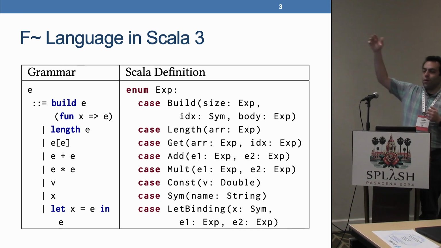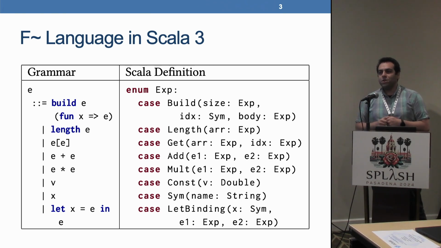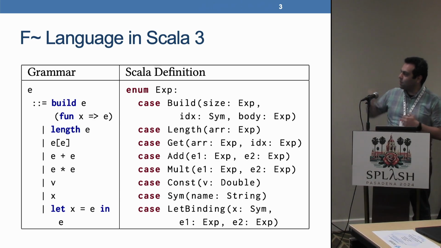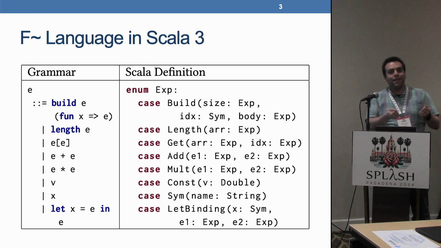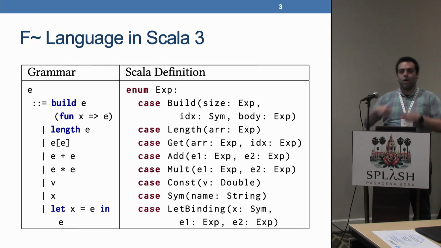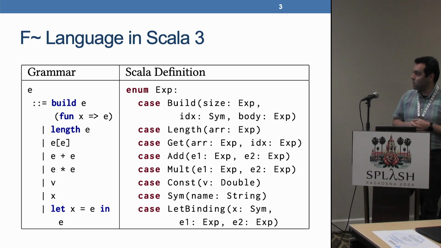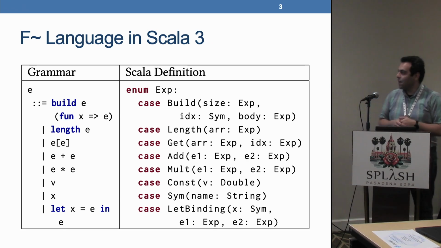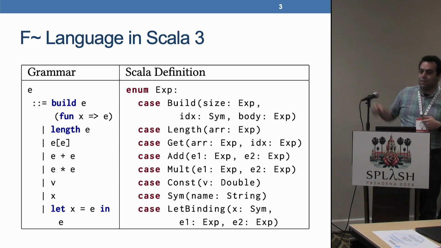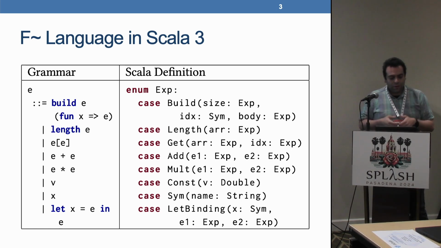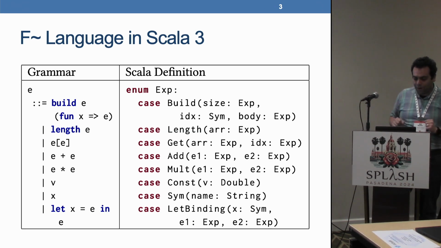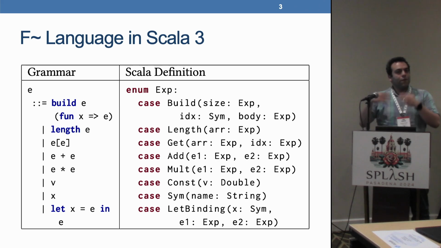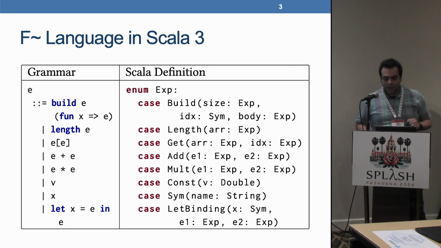You can see that for every construct in that language, we have one case on the right-hand side. For example, we have build, length, and getting an element of the array. Build constructs an array with a given size and with the provided function. Length gives you back the size of the array, the number of elements in the array. The get is looking up the element at a particular index. Addition and multiplication are kind of obvious. Then the constant values, variables, and defining variables.